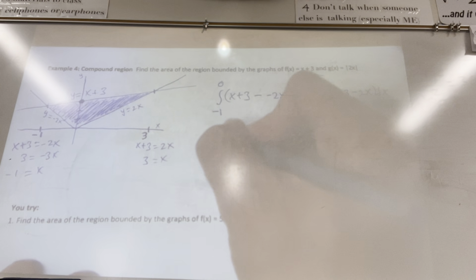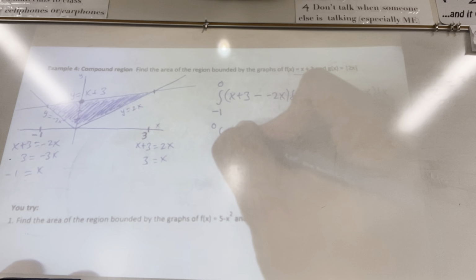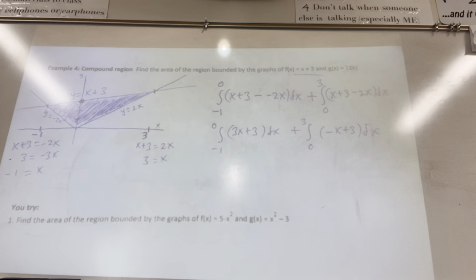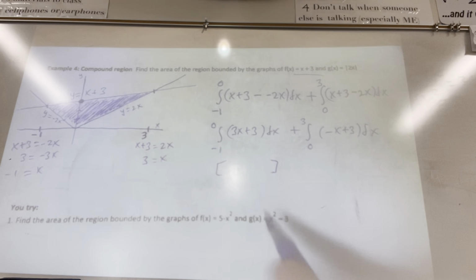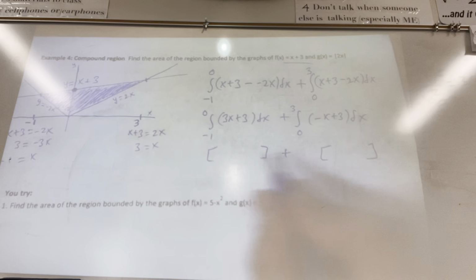We're going to save a little time here. So this is negative 1 to 0. x plus 2x gives me 3x. And then here, x minus 2x gives me negative x plus 3. We won't finish it, but give me at least the antiderivatives, please. Put the antiderivatives there. Let's get some good antiderivative practice.